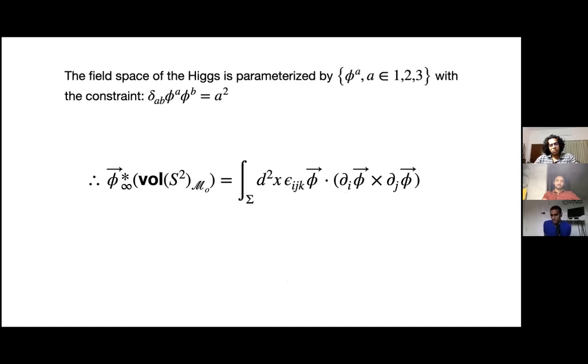So this is basically the higher dimensional version of the winding number of a vortex, which is the same kind of quantity. So in some sense, monopoles are like one higher dimension of vortices.